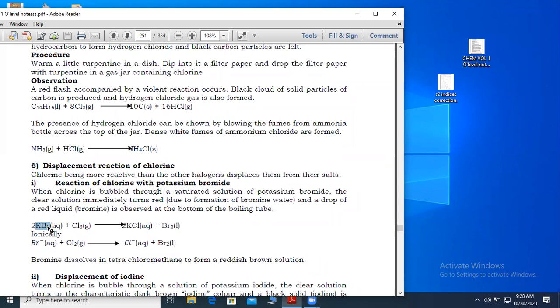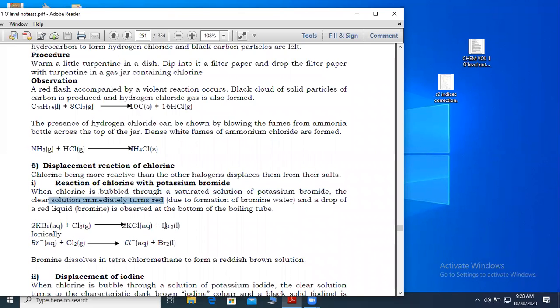I want you to run this with people. So what are we saying? When chlorine is bubbled through a saturated solution of potassium bromide, so this is the solution of potassium bromide. Now potassium bromide is colorless. The colorless solution immediately turns to red.